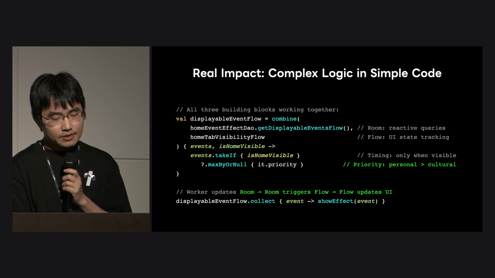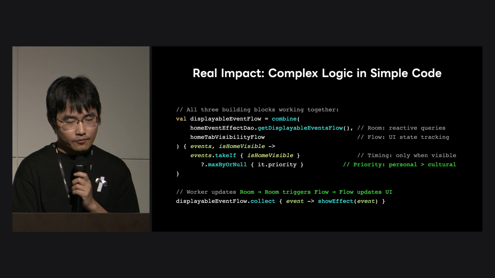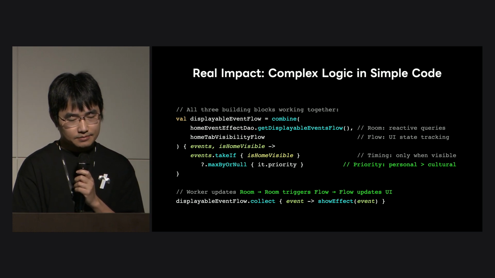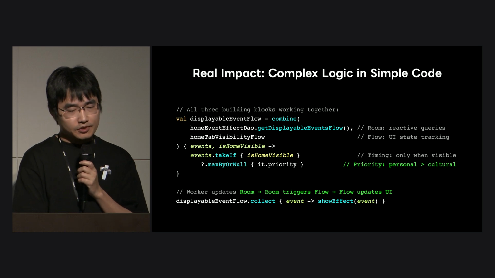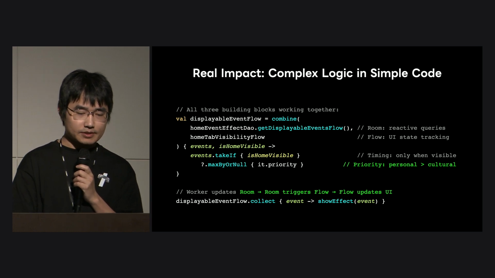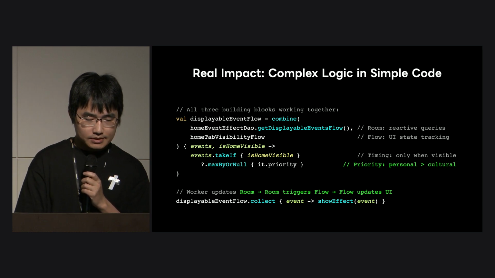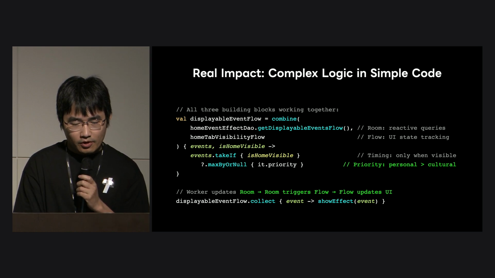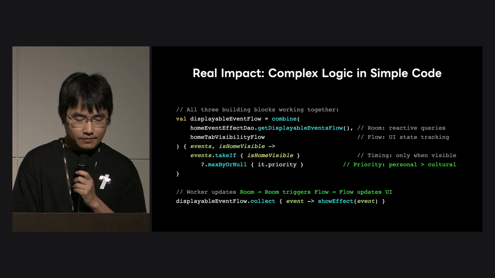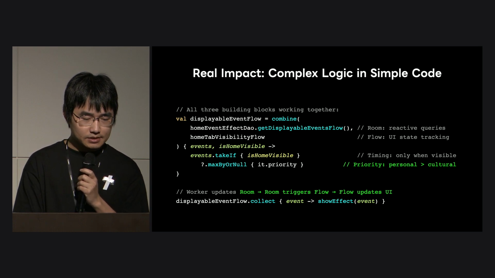Second, we control the visibility logic. Celebrations only show when the home tab is actually visible. And finally, we are managing priority logic. Personal celebrations always beat the cultural ones. And this complex business logic, like timing, priority, visibility, is expressed in just a few lines of declarative code. Here is the beautiful part. The complex flow is: step 1, WorkManager updates Room when it's celebration time. Step 2, Room reactive database instantly triggers Flow. Step 3, Flow processes this complex logic automatically. And step 4, UI updates seamlessly.